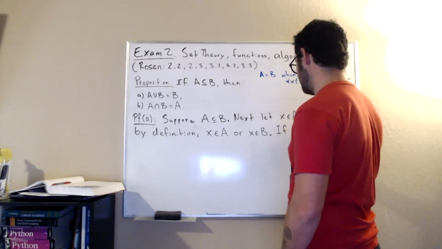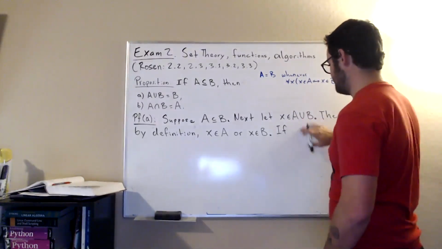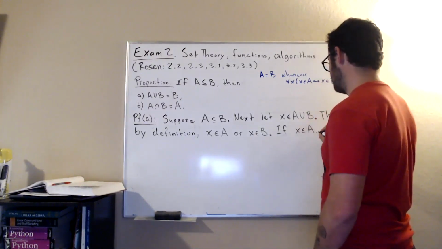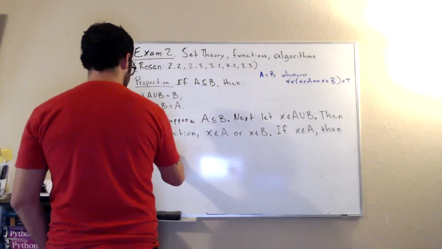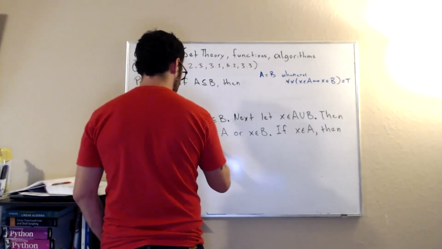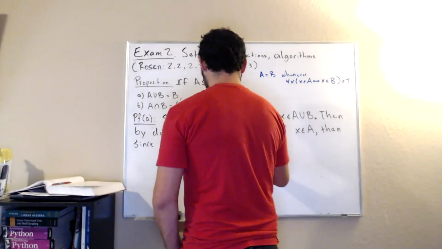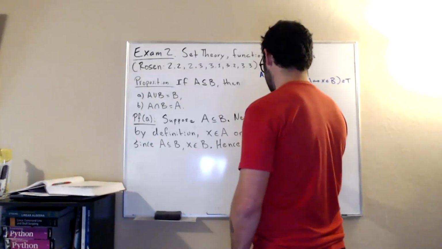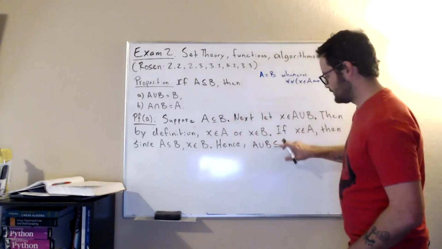If X is not in B, no, sorry. I can say if X is in A, then since A is a subset of B, X is also in B. So we say, hence, something like A union B is a subset of B.